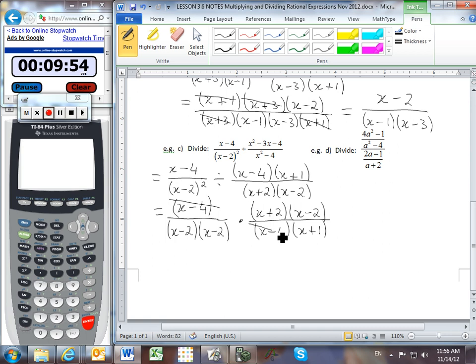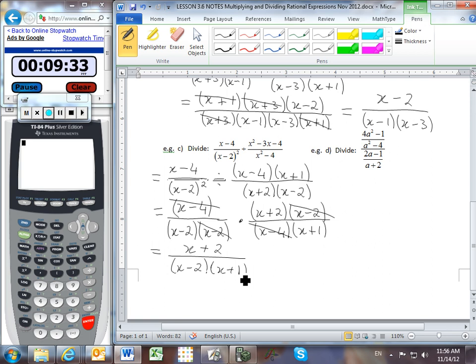So my x minus 4's will cancel. My x minus 2, one of them will cancel in the bottom with the one in the top. And I'm left then with x plus 2 is my only numerator factor, and I've got x minus 2 multiplying x plus 1 in the bottom.